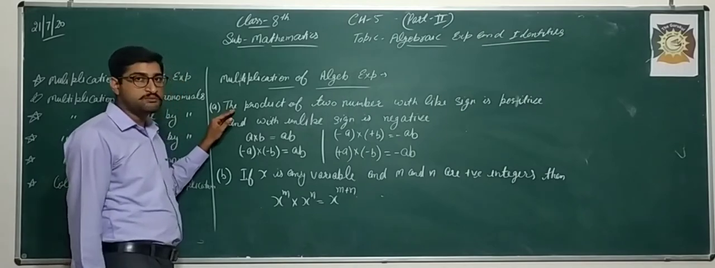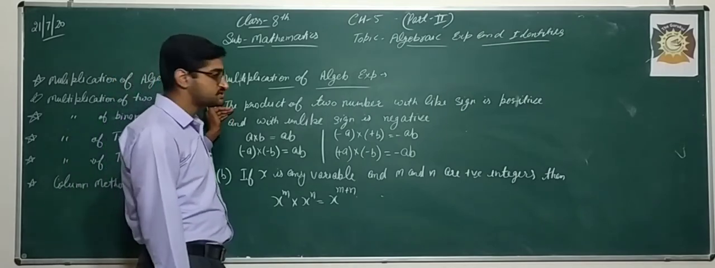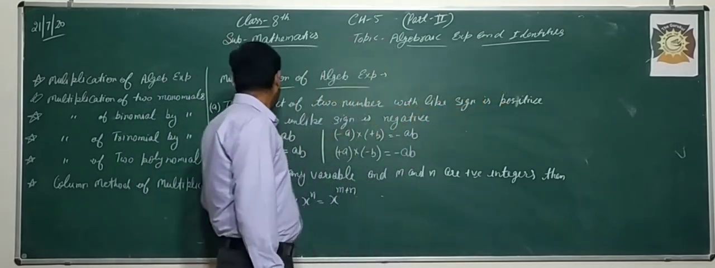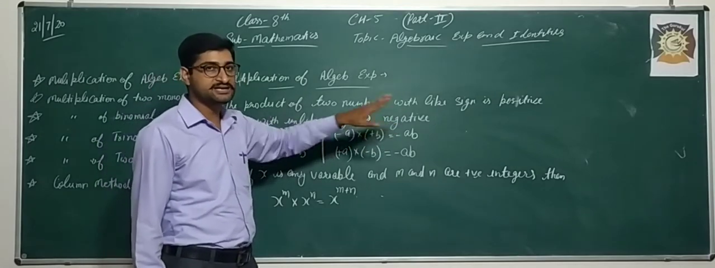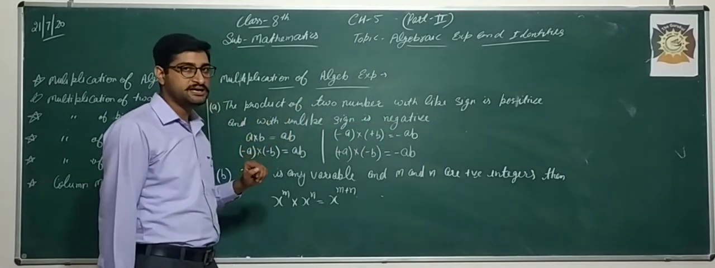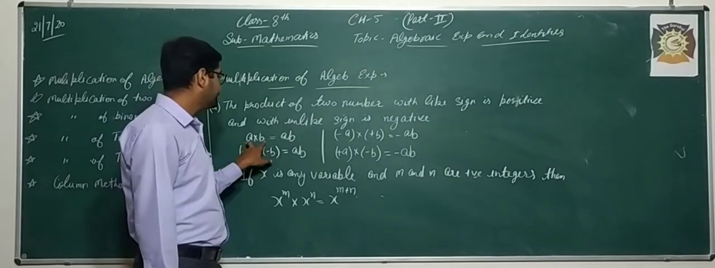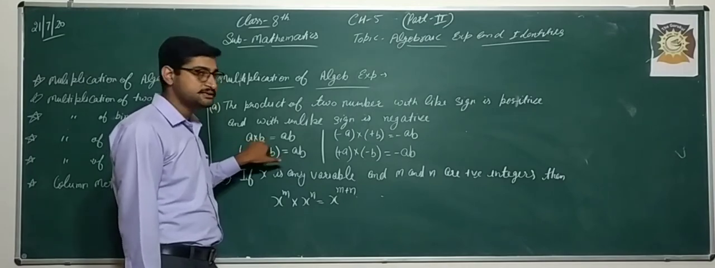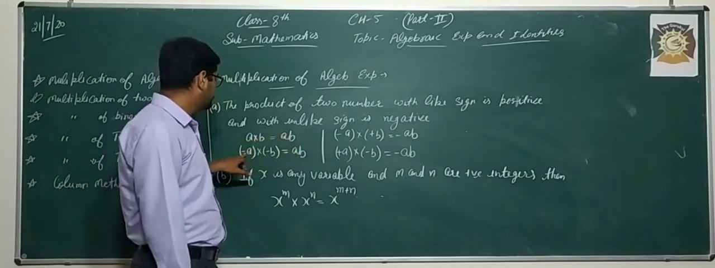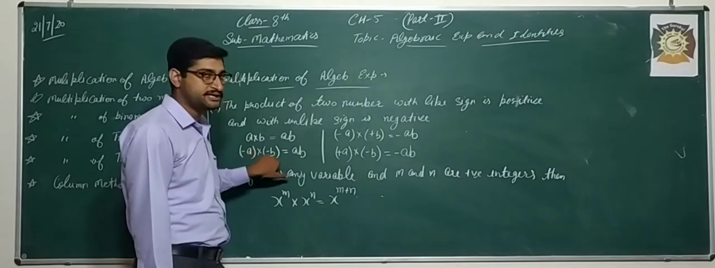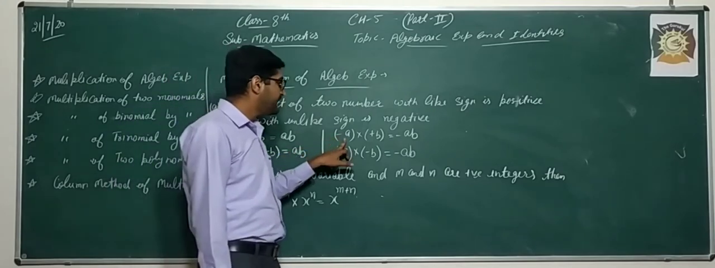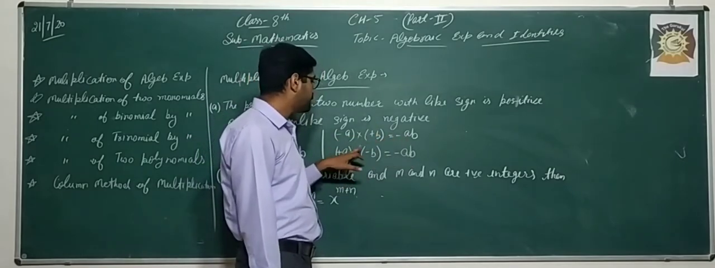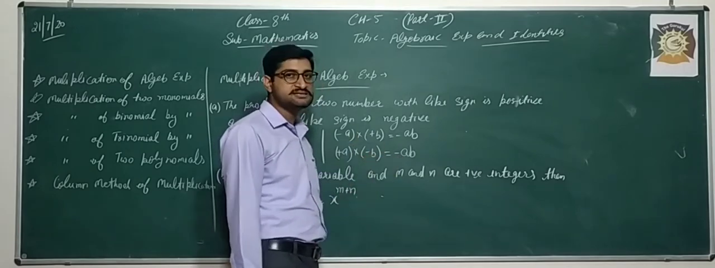There are two rules to multiply the algebraic expression. The first one: the product of two numbers with like sign is positive and with unlike sign is negative. Let's say two numbers are there, A and B. When they have the same sign, like this is plus and this is also plus, then the answer will be plus. If this is negative, B is also negative, then the answer will be plus. If A is negative, B is positive, then the answer is negative. And if A is positive, B is negative, then the answer is negative.